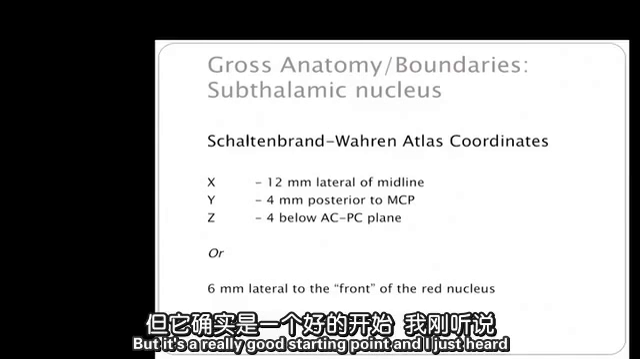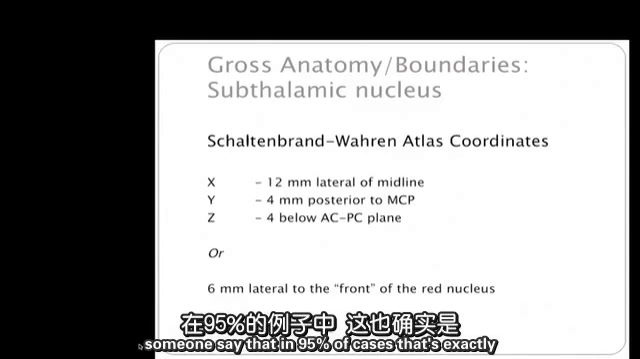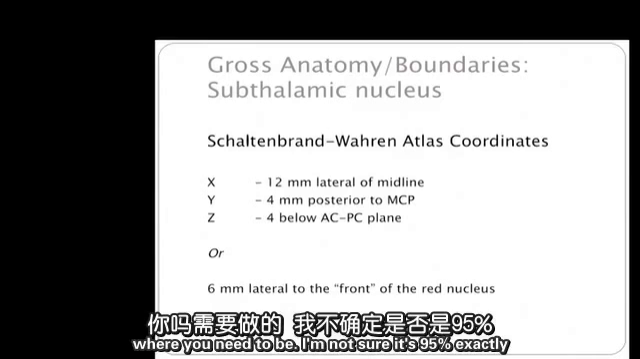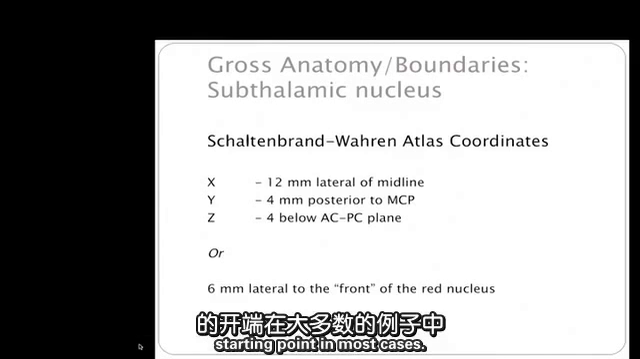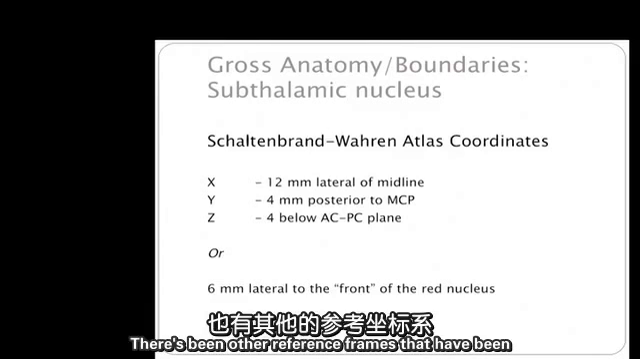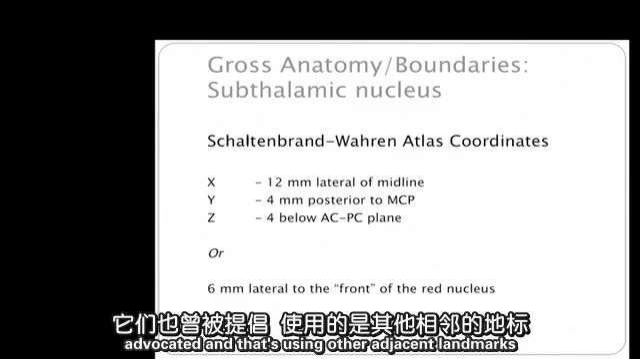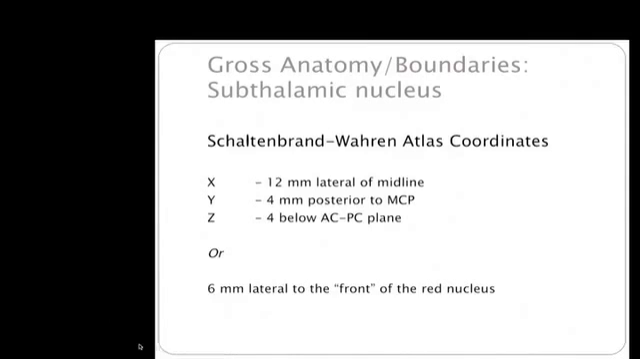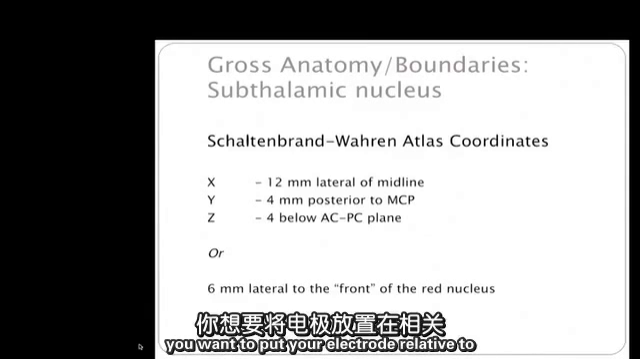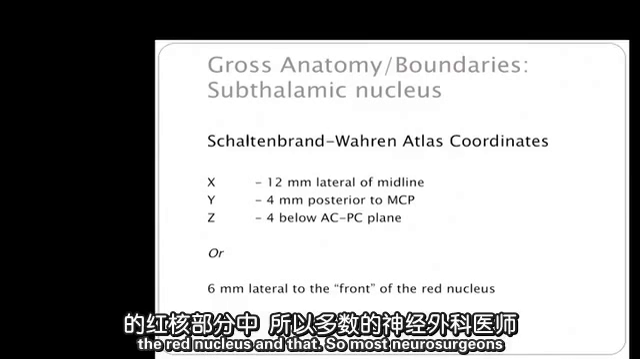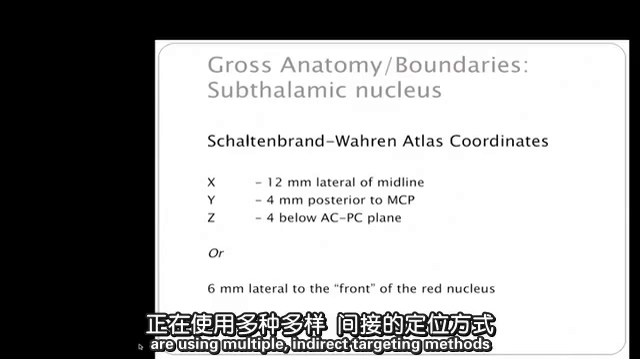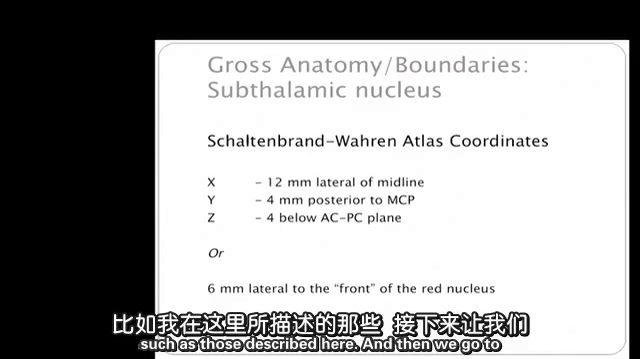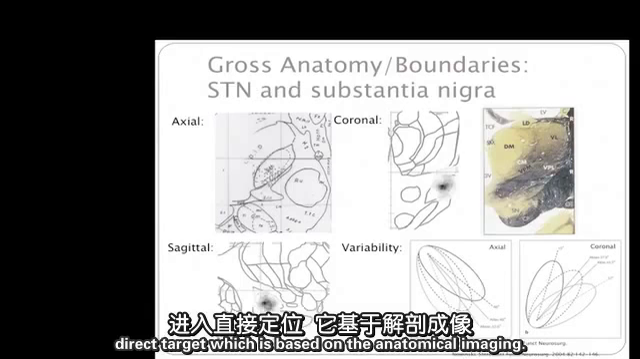And I just heard someone say that in 95% of cases, that's exactly where you need to be. I'm not sure 95% is as high as I would suspect, but it's a very good starting point in most cases. There's been other reference frames that have been advocated, and that's using other adjacent landmarks, including the red nucleus and targeting where you want to put your electrode relative to the red nucleus. So most neurosurgeons are using multiple indirect targeting methods, such as those described here. And then we go to direct targeting, which is based on anatomical imaging.